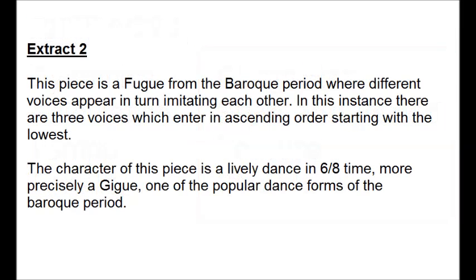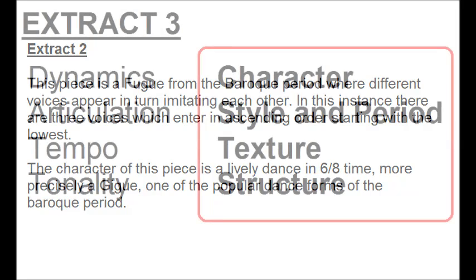Fugue from the Baroque period, where different voices appear in turn imitating each other. In this instance, there are 3 voices, which enter in ascending order, starting with the lowest. The character of this piece is a lively dance in 6/8 time, and more precisely a jig, one of the popular dance forms of the Baroque period. Extract number 3.